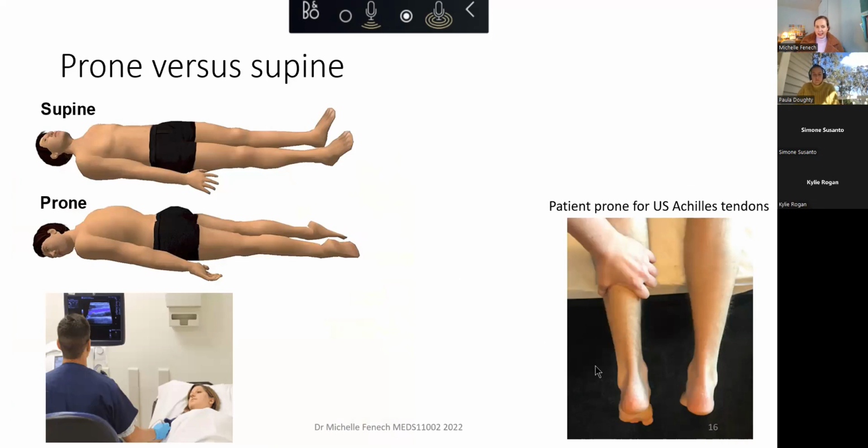The left. So we get very used to putting our hand on this side of the patient, going, this is the right and this is the left. When we turn people over, it gets really confusing. So you'll have to always go, oh, the patient's prone. This is going to be the left side of the patient's body, and this is going to be the right side of the patient's body.